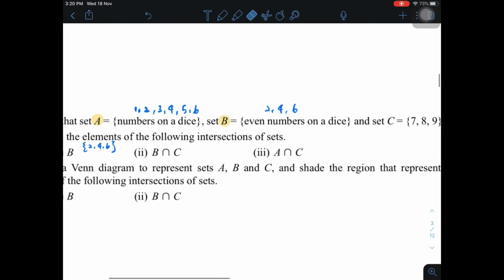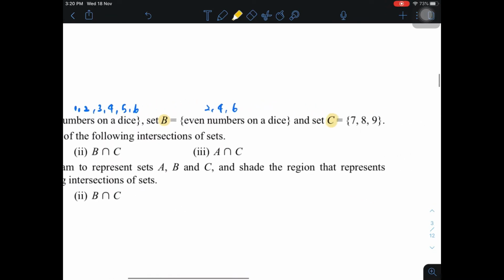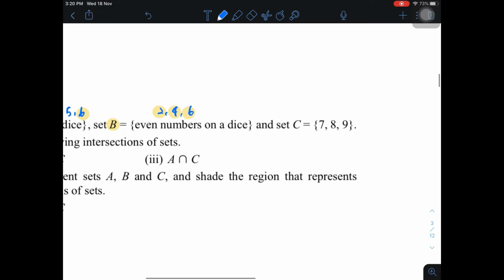What's the intersection between B and C then? We run B and C. Is there any intersection? No, there is not any intersection. That was a trick question. There isn't any intersection between B and C, because you can see that B is 2, 4, 6 and set C is 7, 8, 9, so there are basically no similarities.